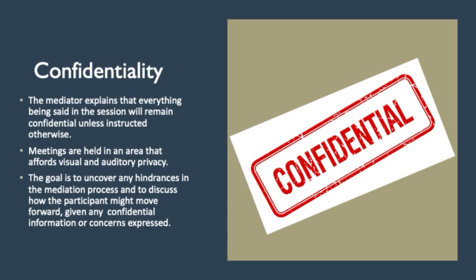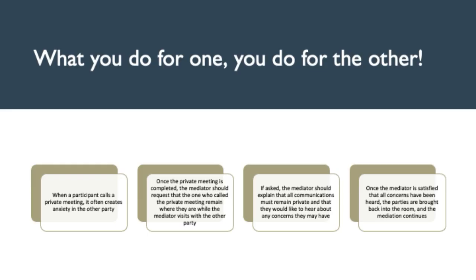When you have a caucus, you need to clarify confidentiality. If a private meeting is required, the mediator leads the participant to an area that affords visual and auditory privacy. The mediator explains that everything being said in the session will remain confidential unless instructed otherwise. The goal is to uncover any hindrances in the mediation process and to discuss how the participant might move forward given the confidential information or the concerns that have been expressed. Remember, what you do for one, you do for the other.